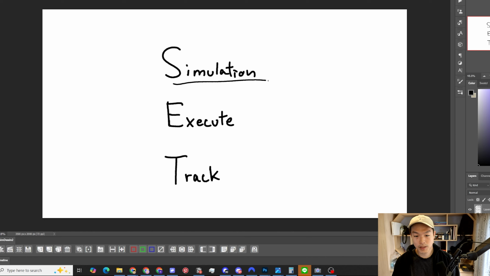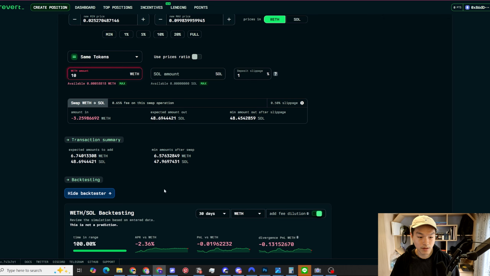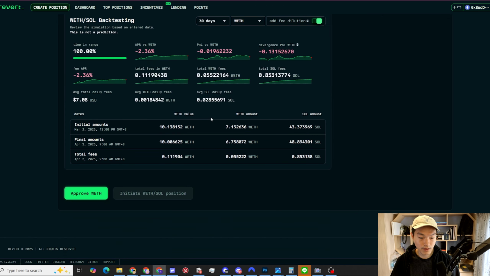A bit more complicated for crypto to crypto pools because you kind of have to think in the quote asset term, or in the terms of the asset you're trying to accumulate. In this case, I'm trying to accumulate my Ethereum. So that's why I base a lot of the thinking behind Ethereum, right? So the next part is execute. You could use tools like Revert here, for example, to let it swap for you into range right away.